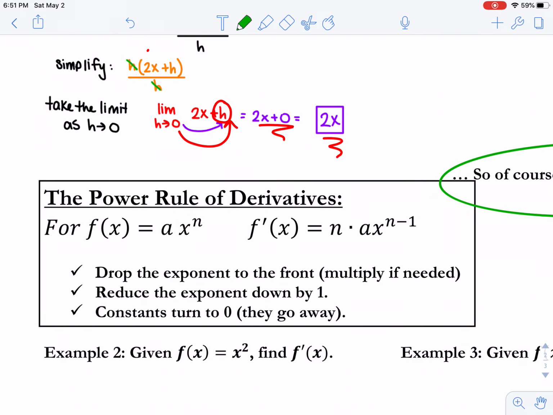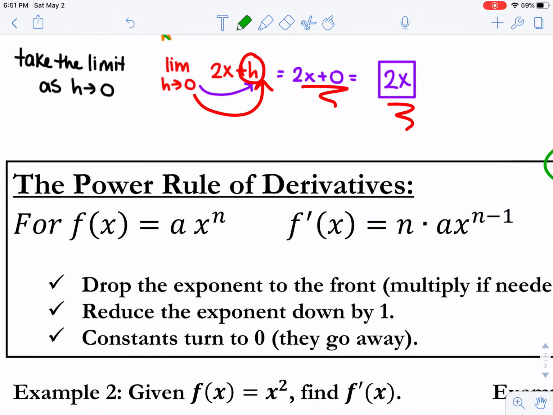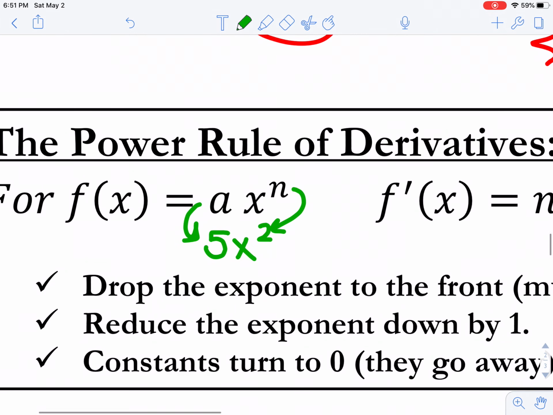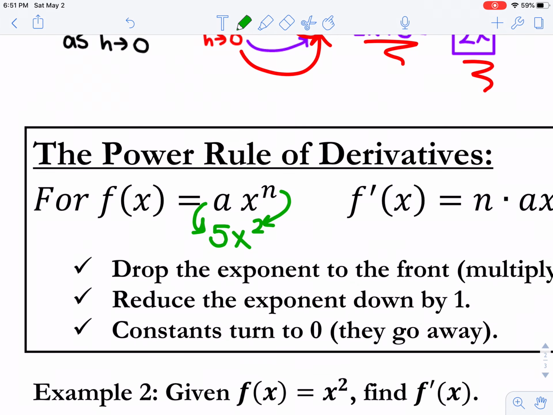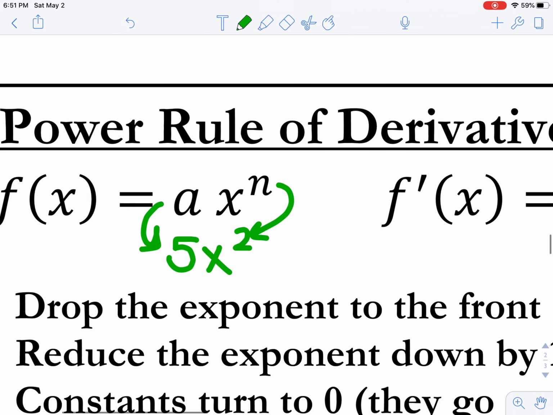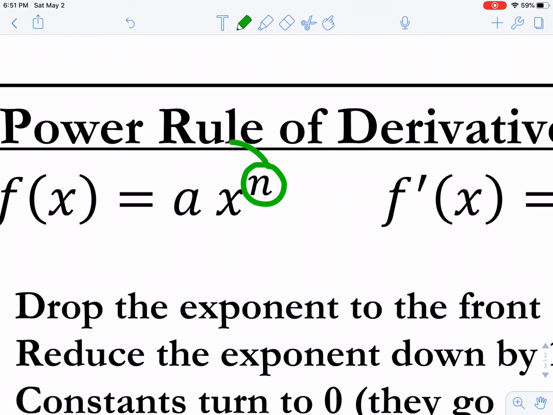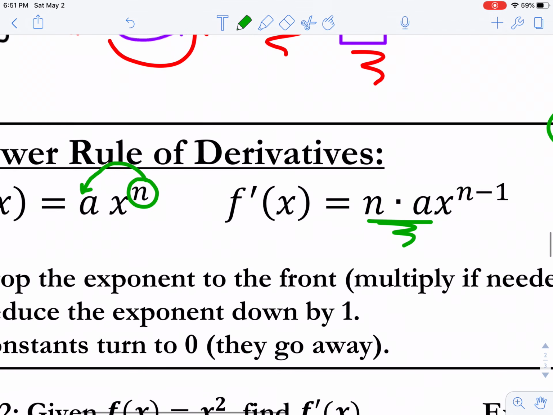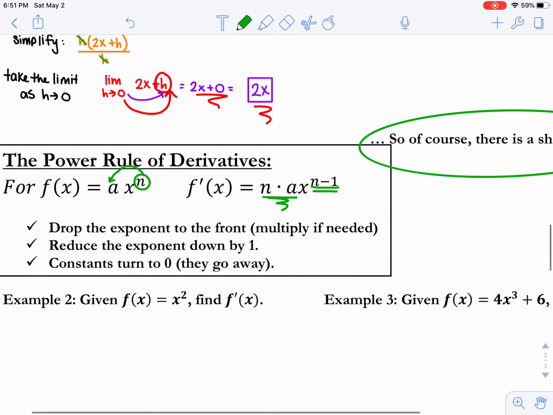So if I have a function ax to the n, that looks scary, but this is like having a 5x squared, for example. Where the a is 5 and the n is 2. So it's just a normal looking function. To find the derivative, the trick is to take the exponent, drop it in front, and then multiply that a value by it. And then what we do is reduce the power down by 1. So subtract 1 from the power. It sounds scary, really not that bad.